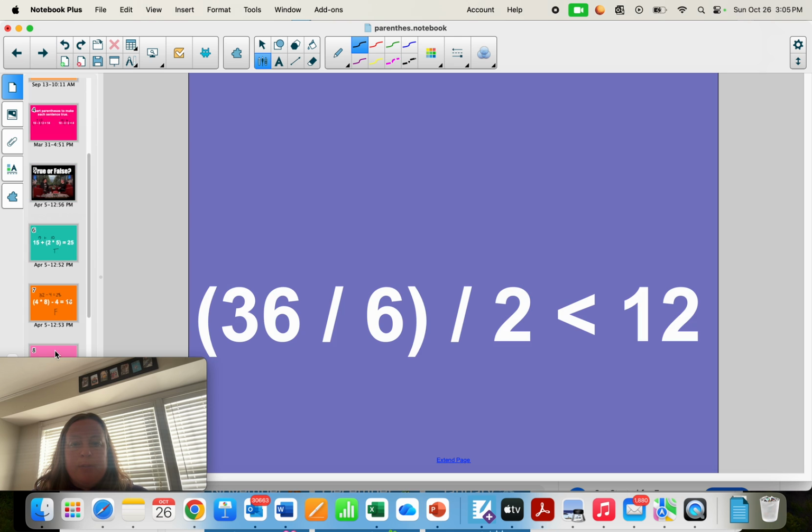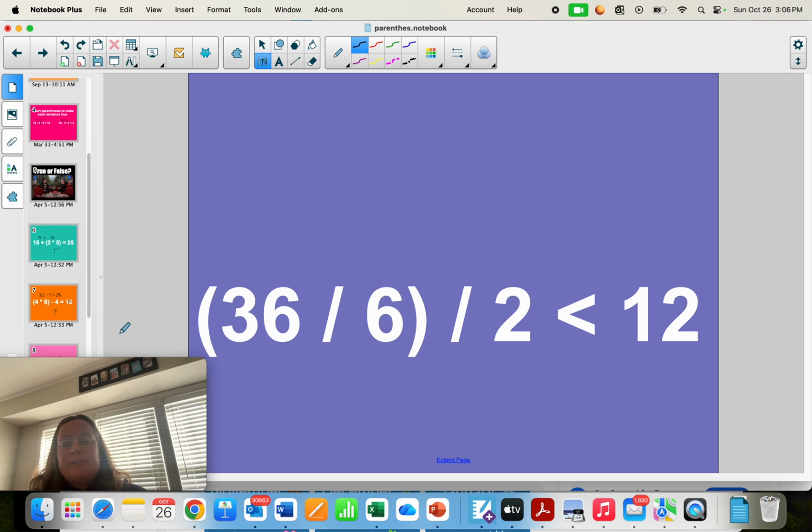Sorry, I keep going backwards there. Oh my gosh, that one's a tricky one. Go ahead and copy that down for me. And you're going to see 2 division signs there. 36 divided by 6 in parentheses, and then divided by 2.